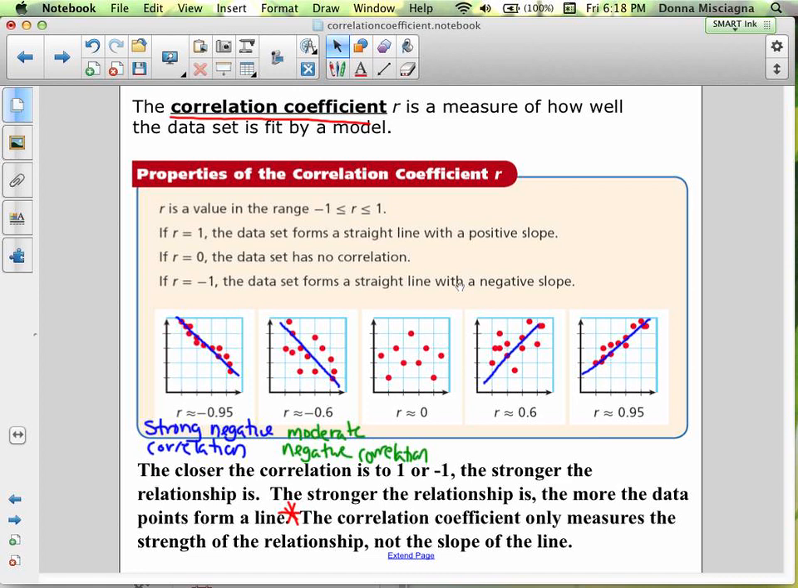A little bit more space to write. This here is where it's almost 0. And it says approximately 0. You never really get exactly 0 generally. You might get almost 0, like 0.01. That's no correlation.